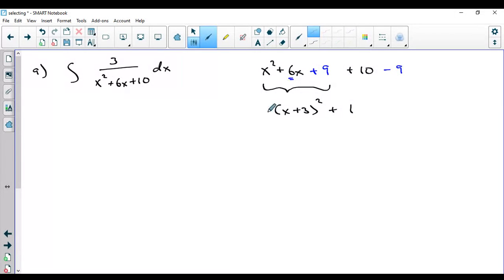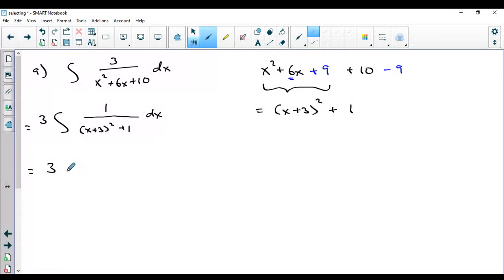So what does this do? Let me first pull the 3 out because it doesn't need to be there. Integral of 1 over x plus 3 squared plus 1. You're like, how is that any better? Well, now I recognize this structure. Do I know a function whose derivative is 1 over stuff squared plus 1? Hopefully you are saying, oh, I certainly do. It's arctangent of stuff.